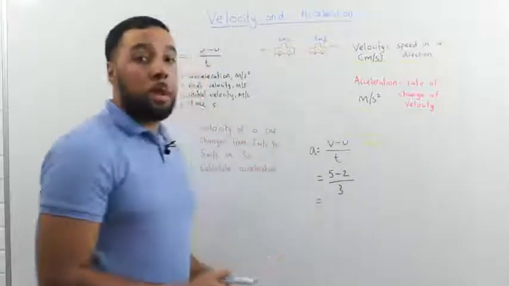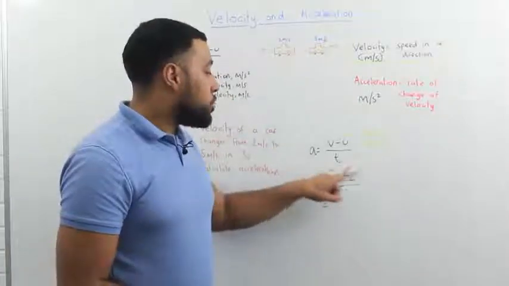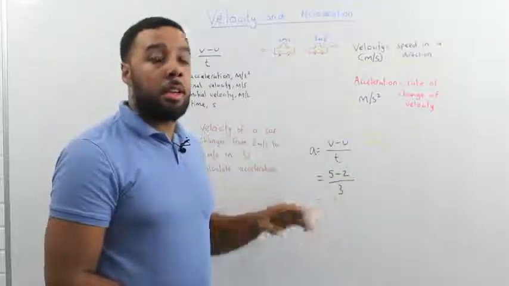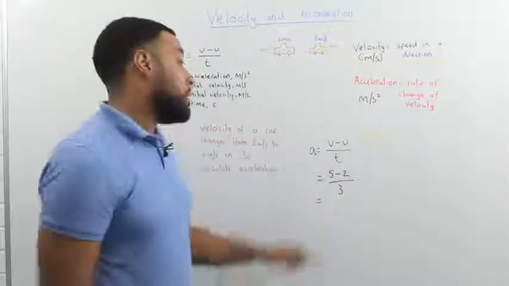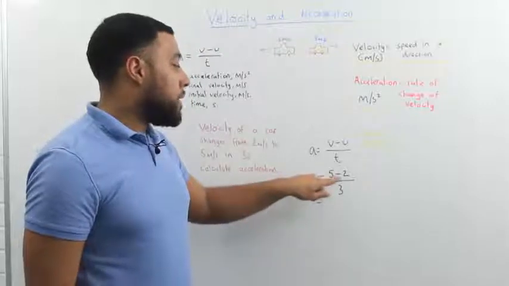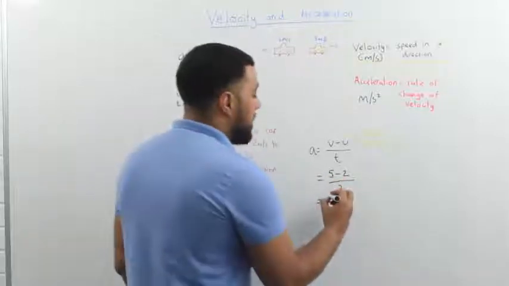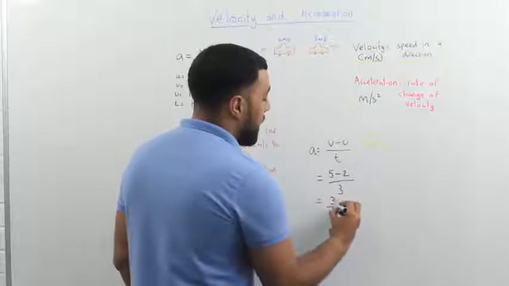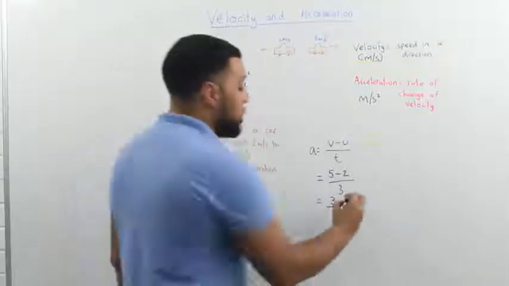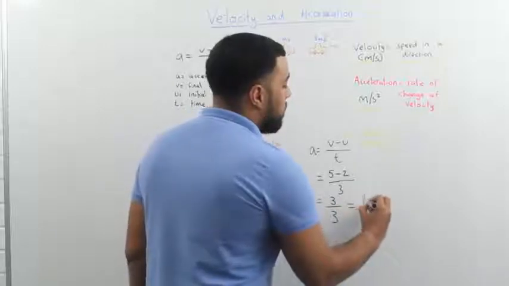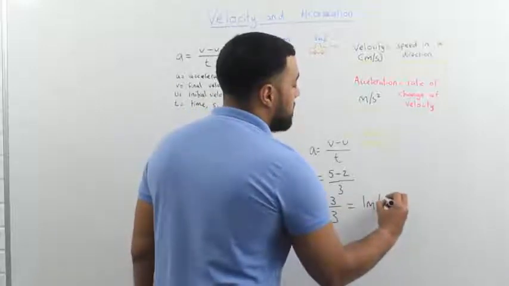Again, some people may rush into the calculator and try and type all of this in. I'd just be careful with doing that and work out each stage separately. So I would do 5 take away 2 first, which leaves me with 3, and then I'll do 3 divided by 3, which would give me an acceleration of 1 meter per second squared.